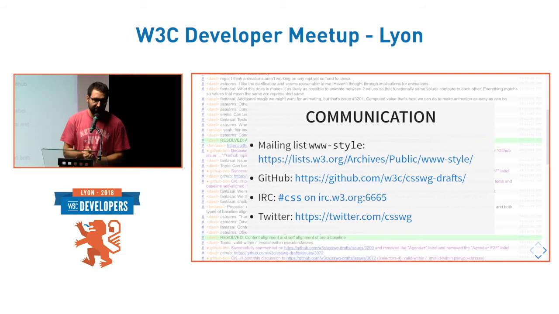Regarding communication channels, the group has the mailing list, which is mostly used for announcements and for the minutes of the meetings. Then it has the GitHub repository, which is the central thing nowadays for discussions. We still use IRC. It's very important for W3C. All the meetings happen there. You can follow them live there. And also we have the Twitter account that sometimes can provide feedback.